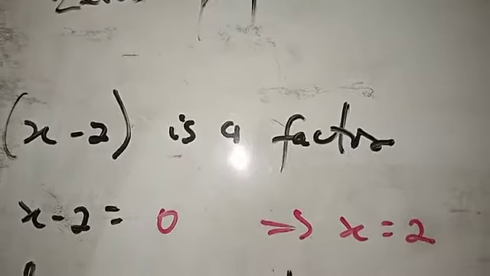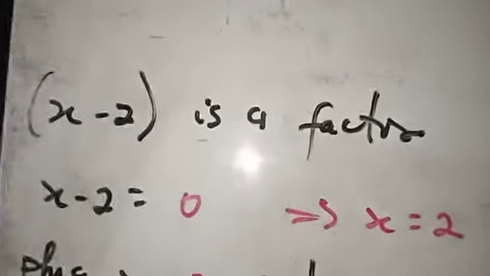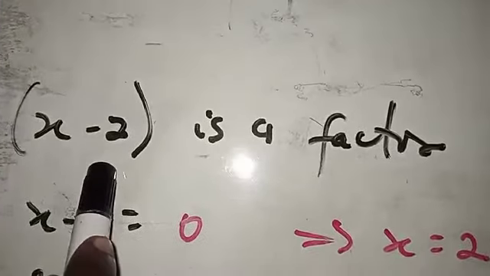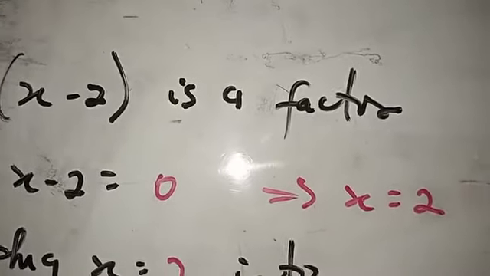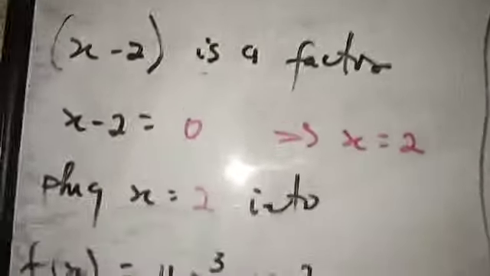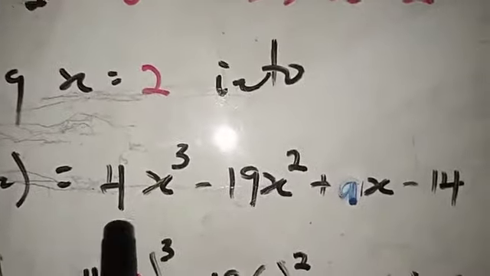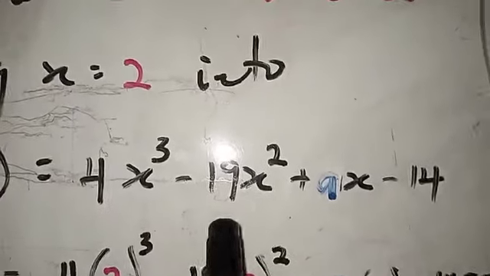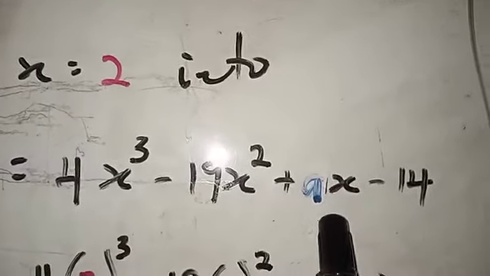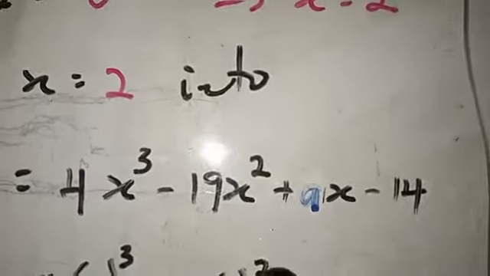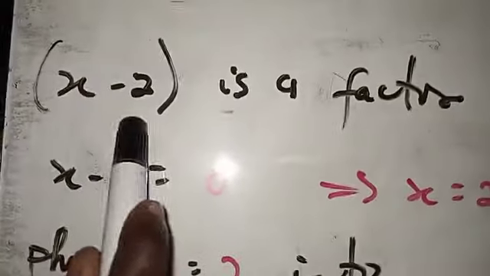So factor, using this question, we are told that x minus 2 is a factor of the polynomial. This is the polynomial that we are having: 4x exponent 3, minus 19x squared, minus ax, and then minus 14. And we are told that this guy here is a factor.